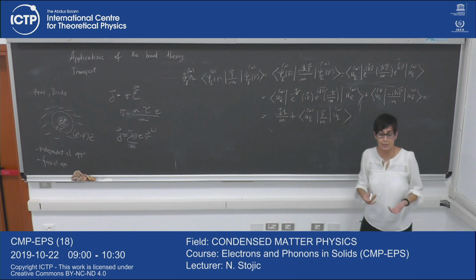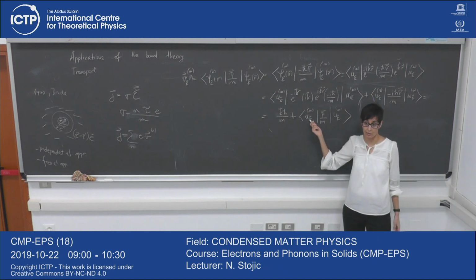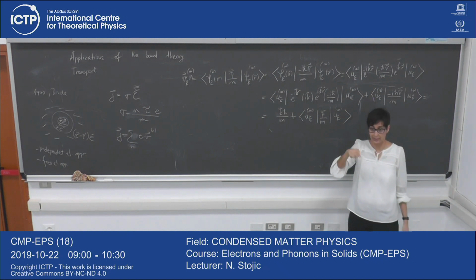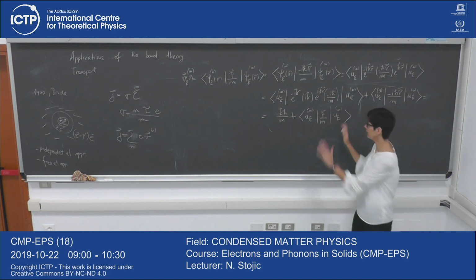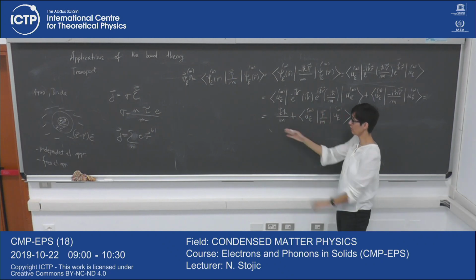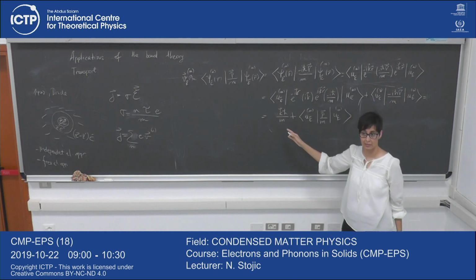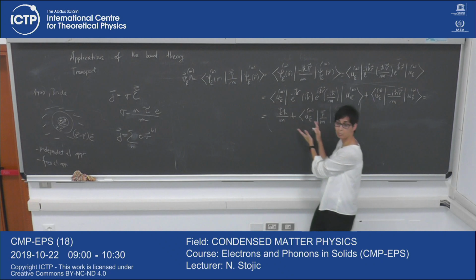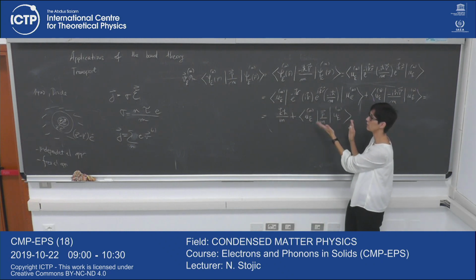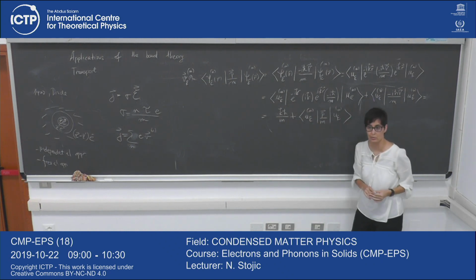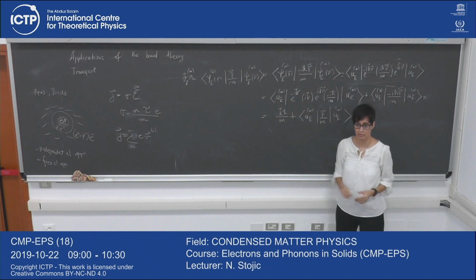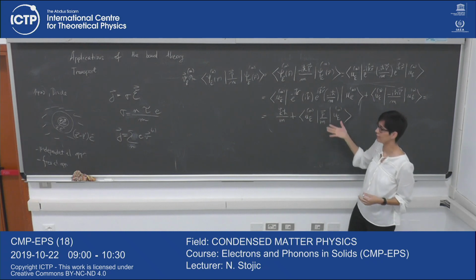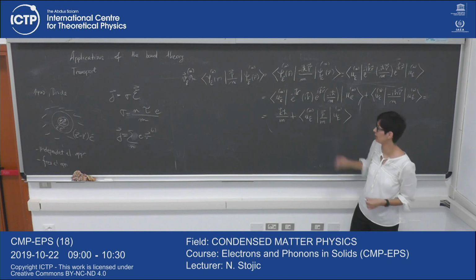If you have free electrons, then u_k is a constant. Now you just have e to the ikr, and this term is 0, and you have just this. So you have a free electron kind of velocity plus something else. This is the non-free electron contribution, a correction to the free electron. But what is this? How do I get this?